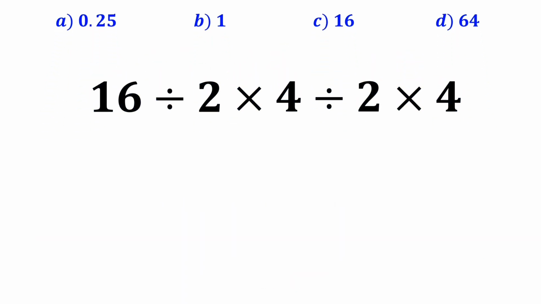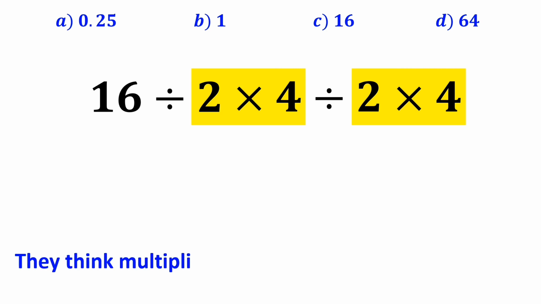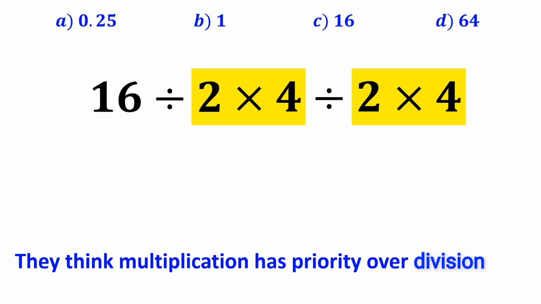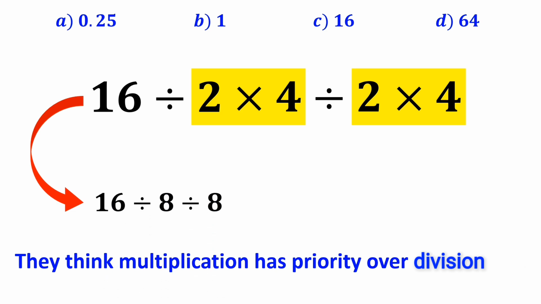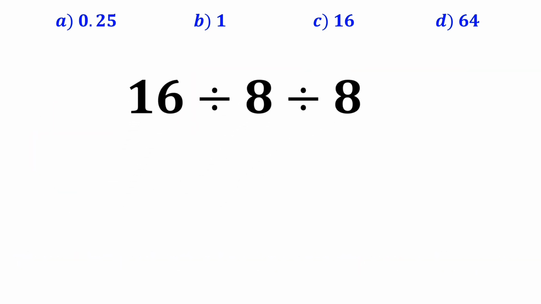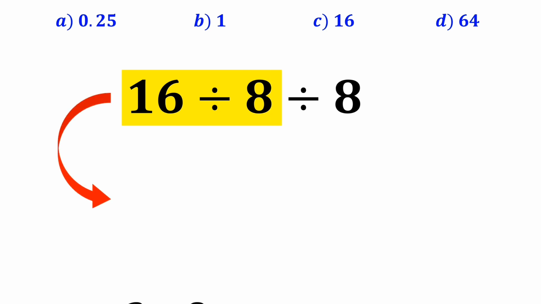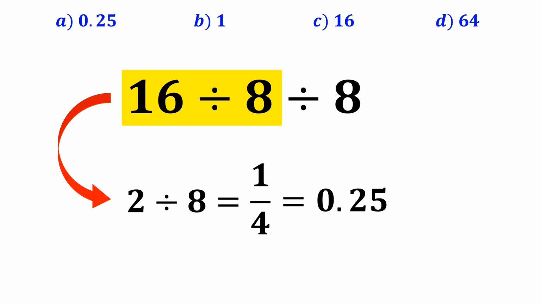In the first step, many people go straight to the multiplication between 2 and 4, which I have highlighted in yellow, because they think multiplication has priority over division. So, instead of the original expression, they write 16 divided by 8 and then again divided by 8. In the next step, they calculate 16 divided by 8 and simplify the expression to 2 divided by 8, which finally becomes 1 over 4. Or in other words, it's equal to 0.25.